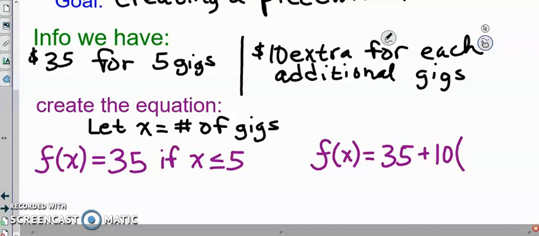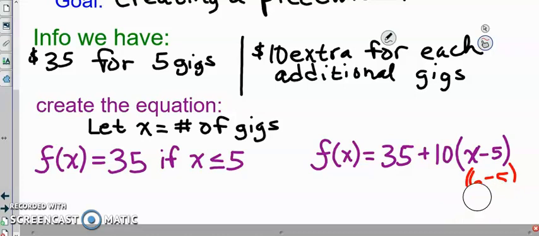Because here, for example, we have this. So we say x is x minus 5. And I'm going to just do this really quick. You don't have to write this down. But if we say we did 6 gigs, that means 6 minus 5 is 1. So that means overall we went over 1 gig. So that's 1 times 10. So you do $10 plus the $35, which means you're paying $45.